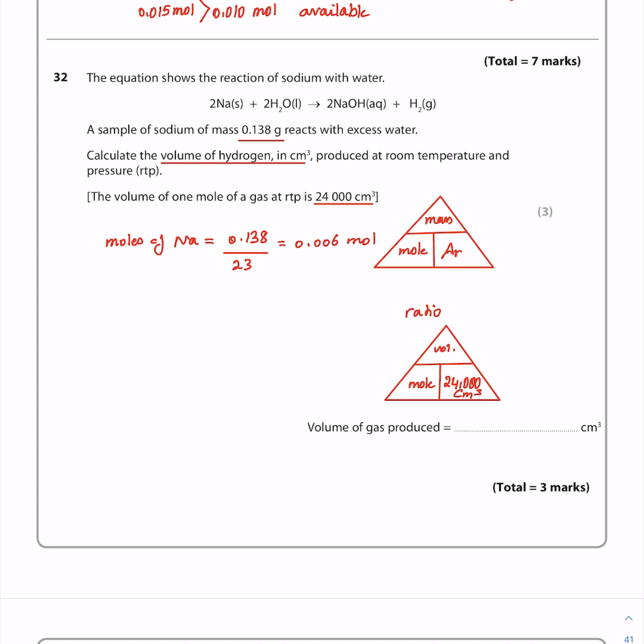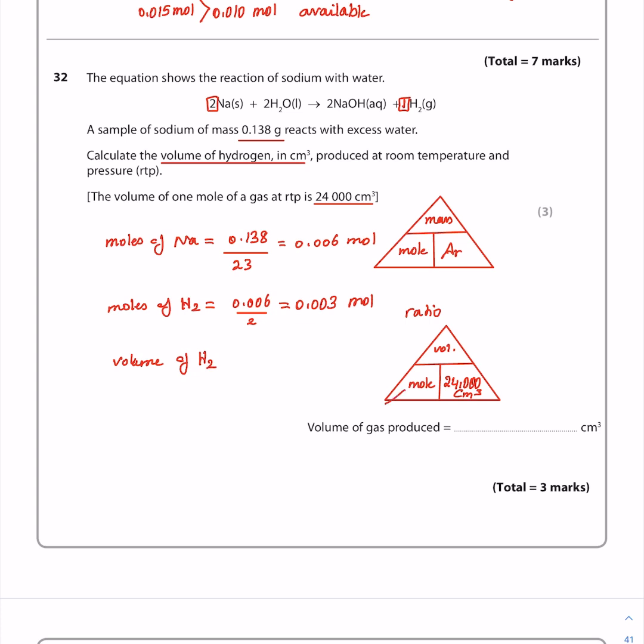0.006 moles. تاني ستيب نعمل ريشيو بين الصوديوم للهيدروجين. الريشيو كام لكام؟ الريشيو 2 to 1. وده معناها ان المولز of hydrogen is equal to 0.006 over 2. يعني تطلع 0.003 moles. Step number 3 هنجيب الفوليوم of hydrogen gas من القانون.